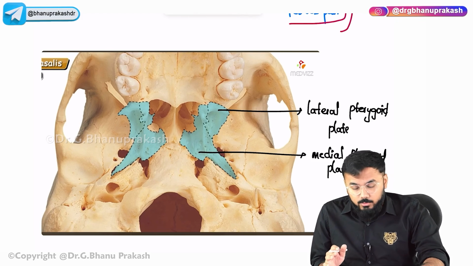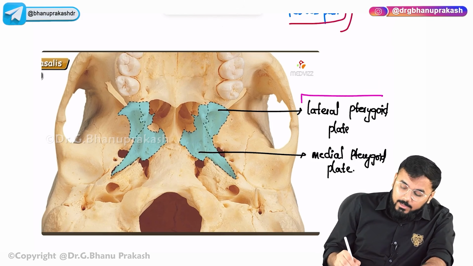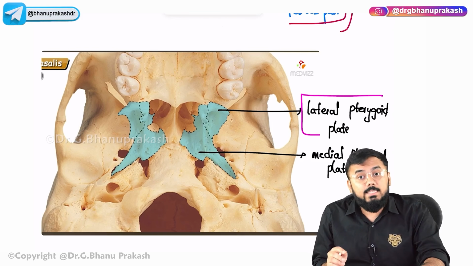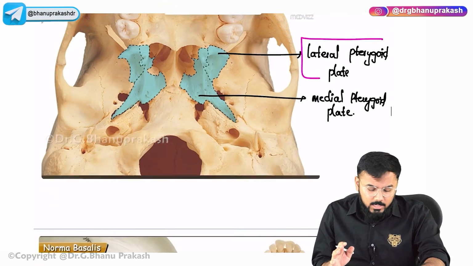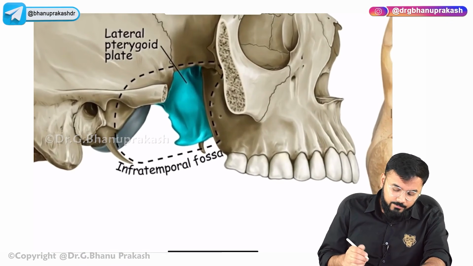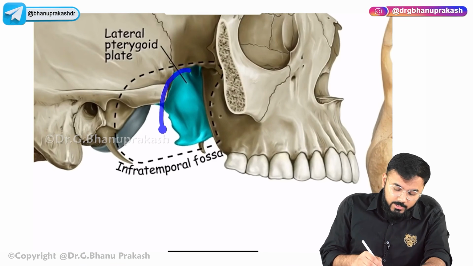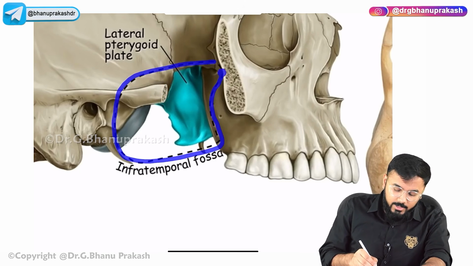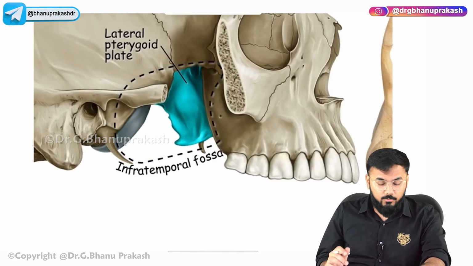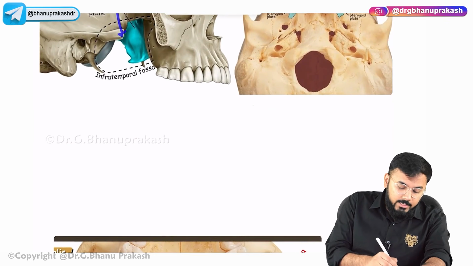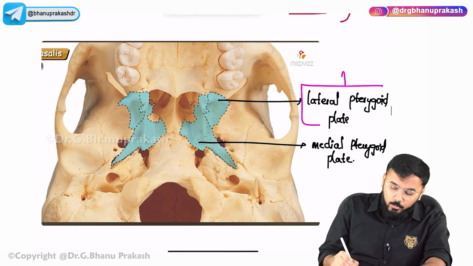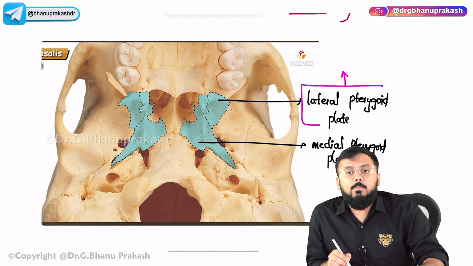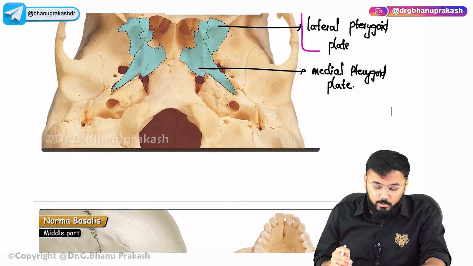Now, why am I telling you this? Because the lateral pterygoid plate is very important. All of you know about the infratemporal fossa. From the side you can see this fossa, which is your infratemporal fossa. All these dotted lines I have shown are the infratemporal fossa, because it is present below the temporal bone. You just need to remember this MCQ point: the lateral pterygoid plate forms the medial wall of the infratemporal fossa.